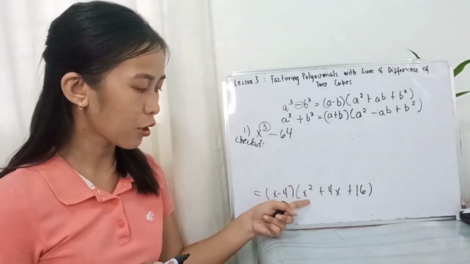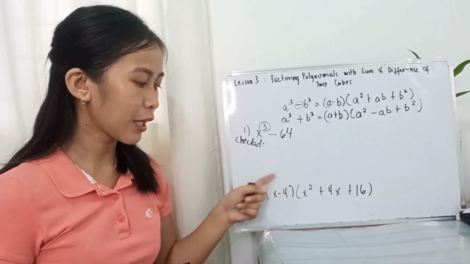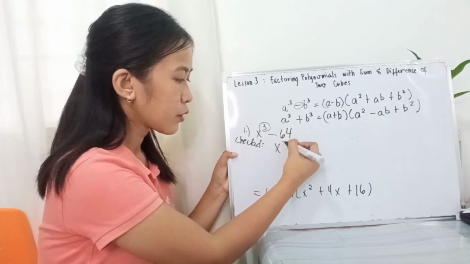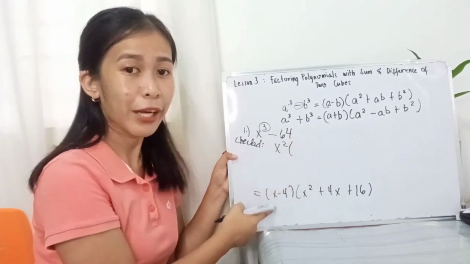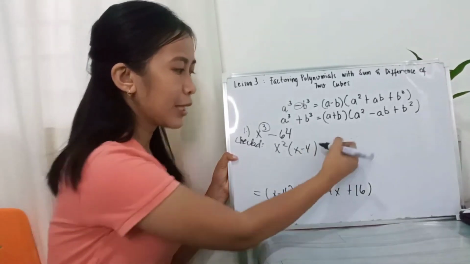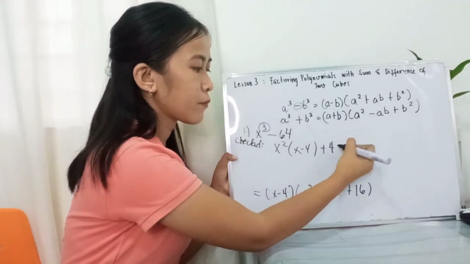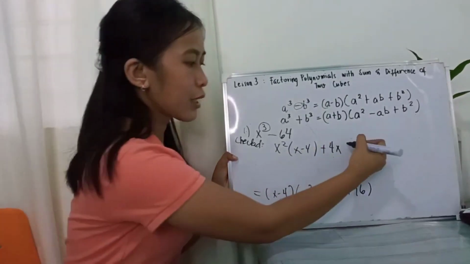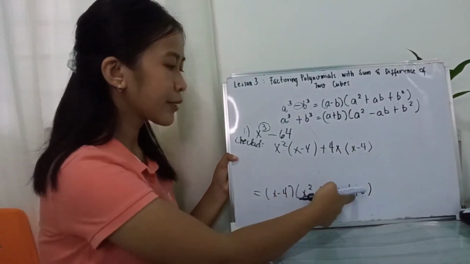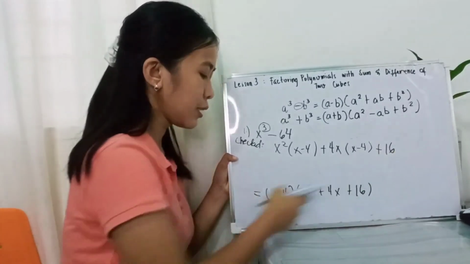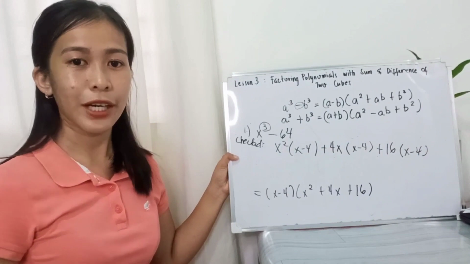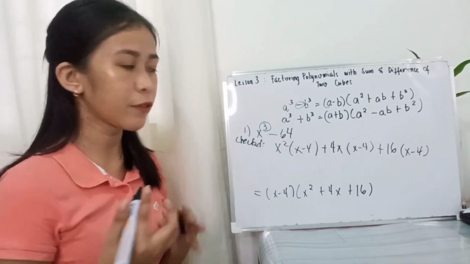So, how? Kunin lang natin to. Lahat ng terms is i-multiply natin dito sa dalawang terms na nandito. So, we have x squared times x minus 4. Ayan. Of course, that is plus. Kunin mo lang din yung 4x times x minus 4 ulit. Lahat, no? Okay, multiply natin. Okay, this is just to check. And then plus 16 times x minus 4 again. Okay? So, use distributive property of equality.